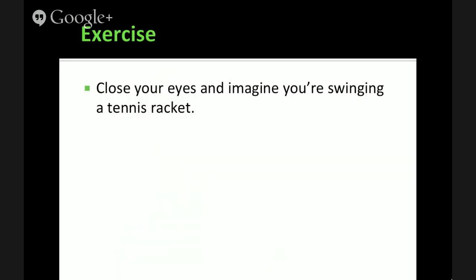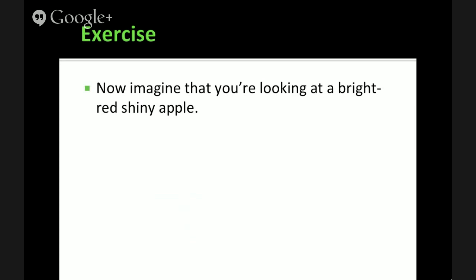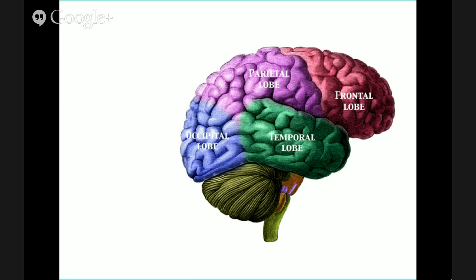So, we're going to begin with an exercise. All right, I know that you're at your computers right now, but indulge me. I want you to close your eyes and imagine that you're swinging a tennis racket. Just right now, close your eyes and imagine a forehand swing of the tennis racket. Great. Okay. Now, I want you to imagine that you're looking at a bright, red, shiny apple. All right? Did you do that? Excellent. Okay. Now, what happened when you did that?